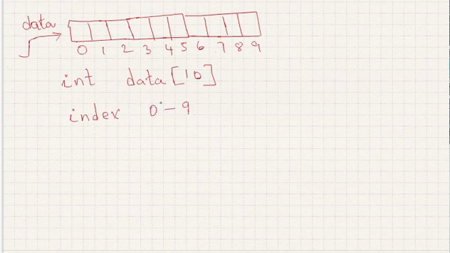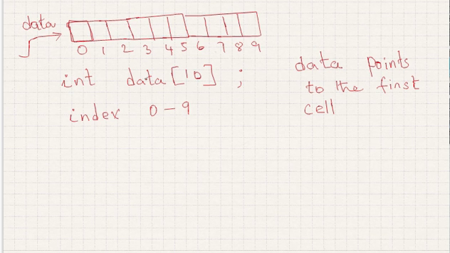All right. When you declare an array like this, the data will always be pointing to the first element, which is the 0. All right. Data points to the first element, or the cell, right? And that will never change. And you cannot change it too.